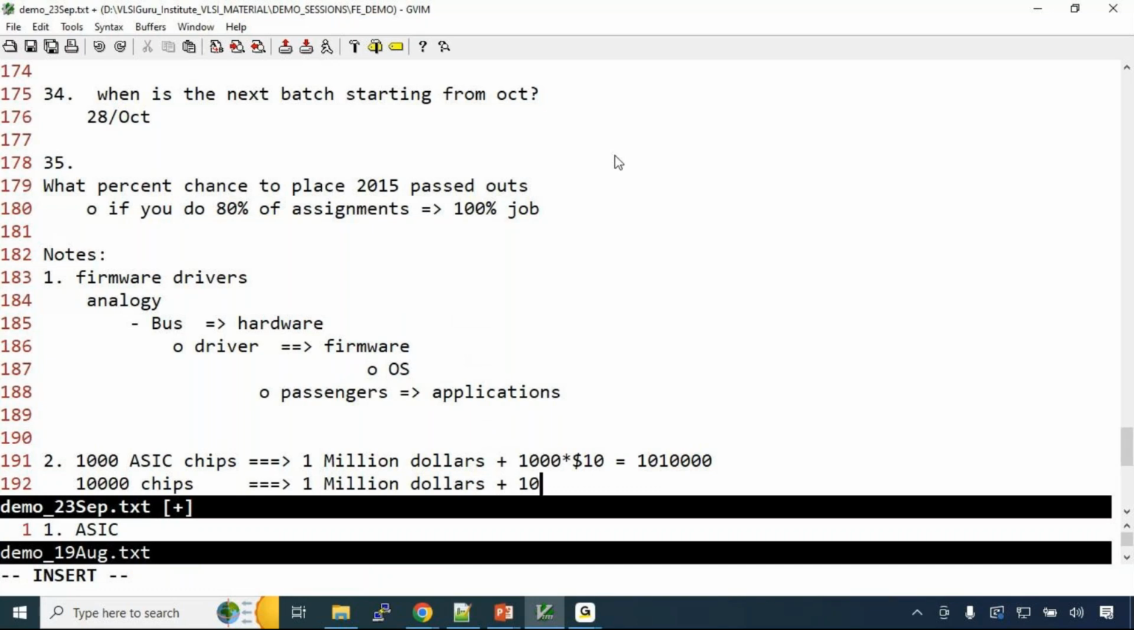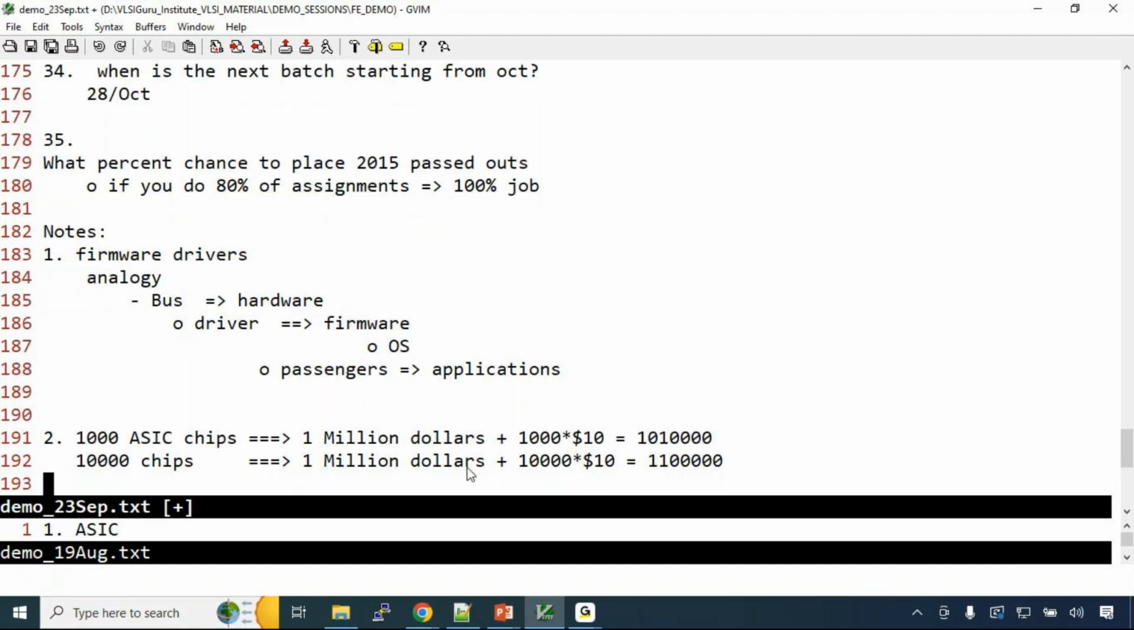This factor will differ. 10,000 into $10 per chip will become this. What is increasing the cost here? This $1 million is what is adding to the overall cost. That is the major contributor.